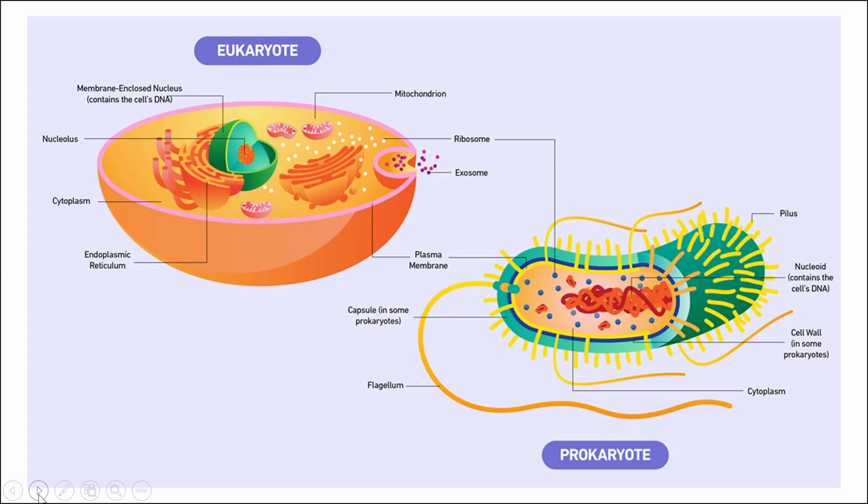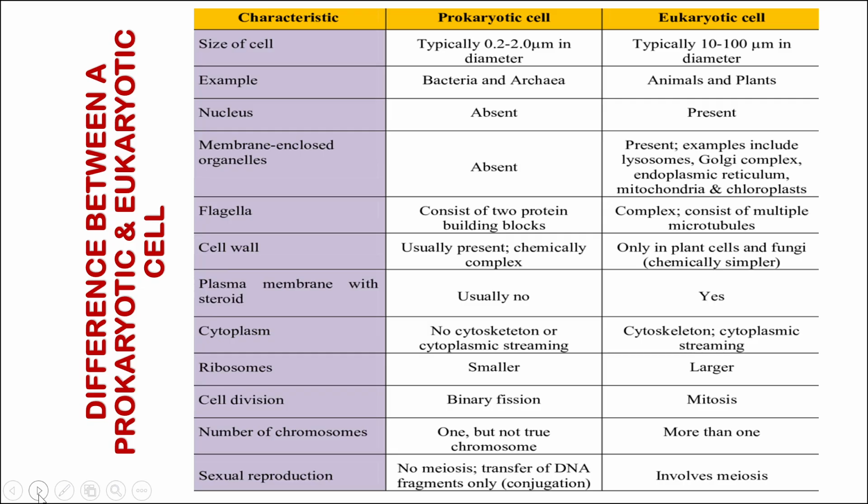This slide shows the comparison of a eukaryotic cell and a prokaryotic cell. Just compare the structure of the cell and the parts of the cell. See, the nucleus is present in the center. Here more flagella are present. Let's see the difference between the eukaryotic and prokaryotic cell. The prokaryotic cell size is typically 0.2 to 2 micrometer in diameter, and for a eukaryotic cell it is typically 10 to 100 micrometer in diameter. Examples are bacteria and archaea, and for eukaryotic cells, the animal cells and plant cells belong to it.